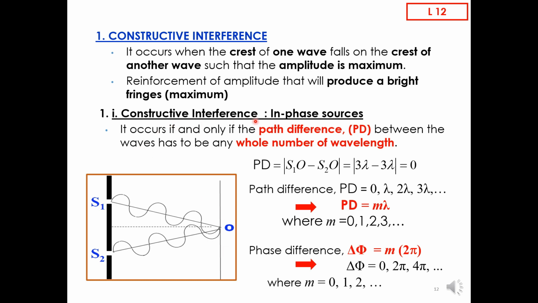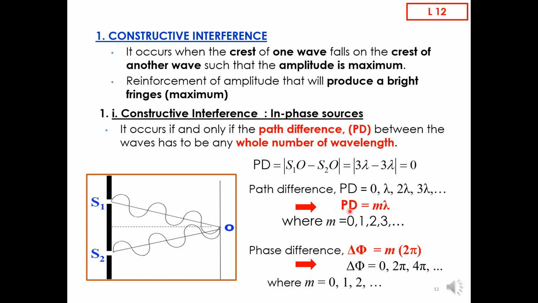Okay, so for constructive interference for in-phase source, it occurs if and only if the path difference between the waves has to be any whole number of the wavelength. Okay, now let us count together how to calculate this path difference for this case. For source 1 we have 1 lambda, 2 lambda, 3 lambda. For source 2 we have 1 lambda, 2 lambda, 3 lambda. Next, calculate path difference. Source 1 minus source 2. 3 lambda minus 3 lambda, we get 0. Okay, so we can summarize.